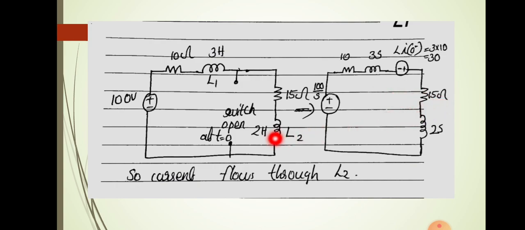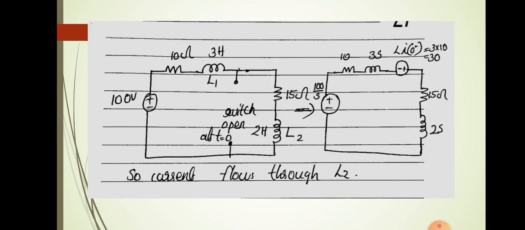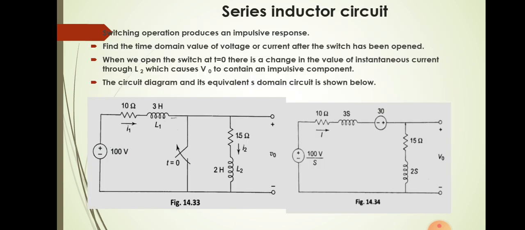Instead of L2, 2S will come. L2 value is 2. So 2S will be its form. And initially, in the case of L2, there is no initial current through this L2, because initially current does not flow through L2. That part was omitted. So there is no voltage source corresponding to this L2. So you can draw the equivalent S-domain circuit like this. That is shown here.